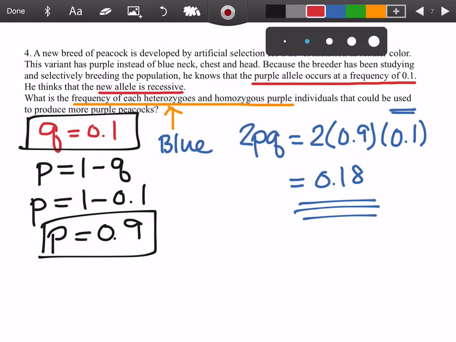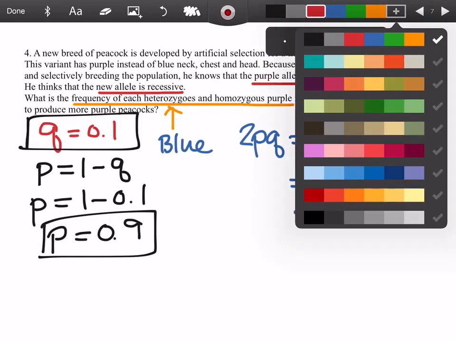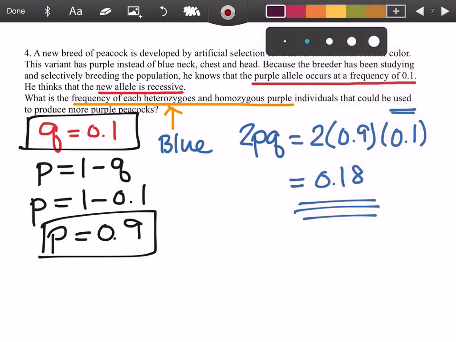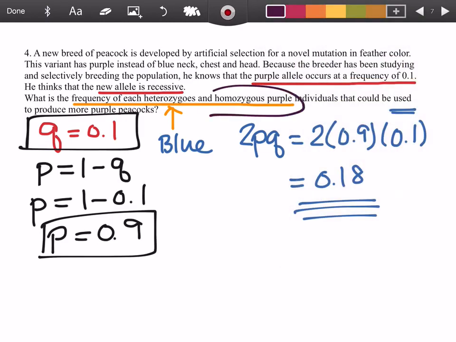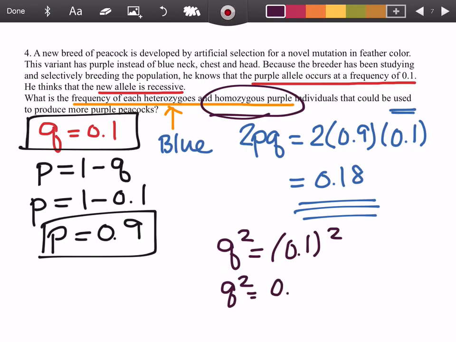We also need to calculate the frequency of the homozygous purple individuals. So that is going to be equal to q squared, because homozygous purple is a phenotype frequency, and it is the recessive phenotype. So for this one, we're going to calculate q squared. So q squared is equal to 0.1 squared. So q squared is equal to 0.01. This means that 1% of his population are going to be purple.